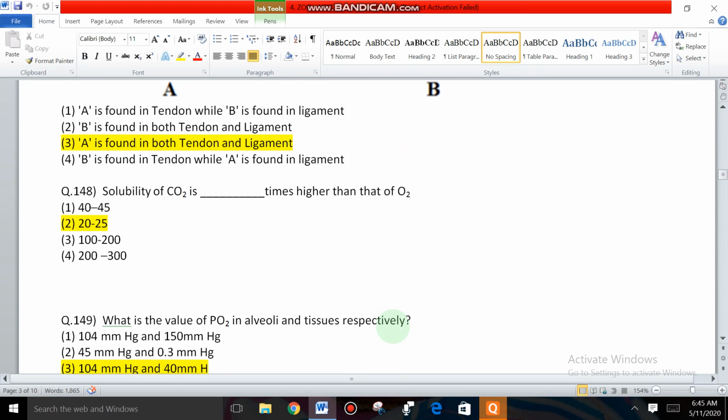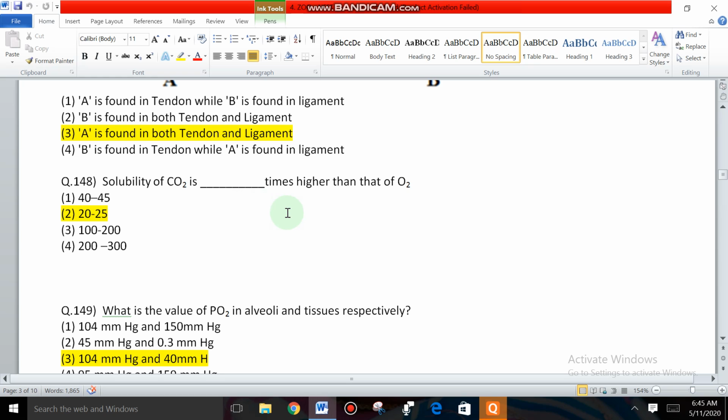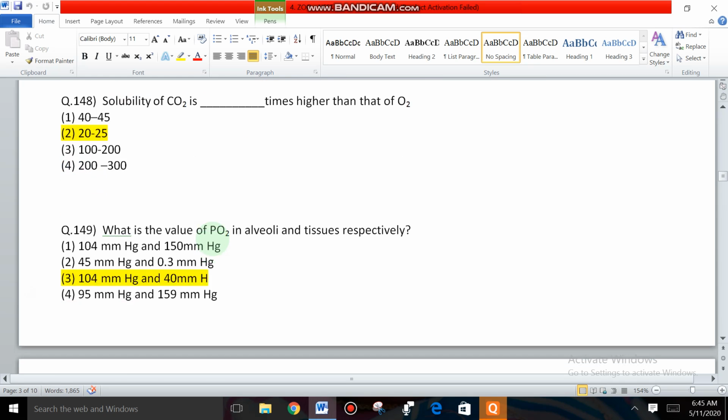Next one: the solubility of carbon dioxide is how many times higher than oxygen? That is 20 to 25 times more than oxygen. The carbon dioxide solubility is higher, right?